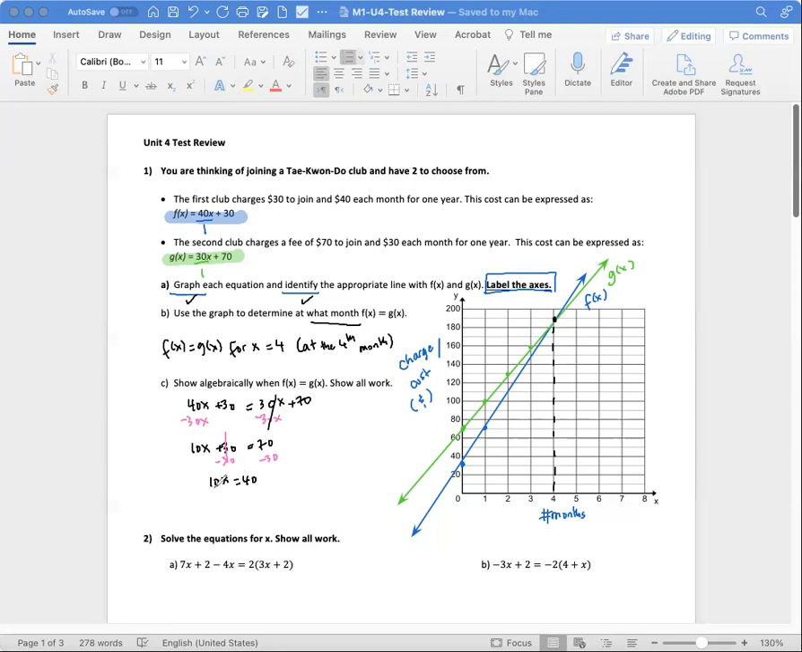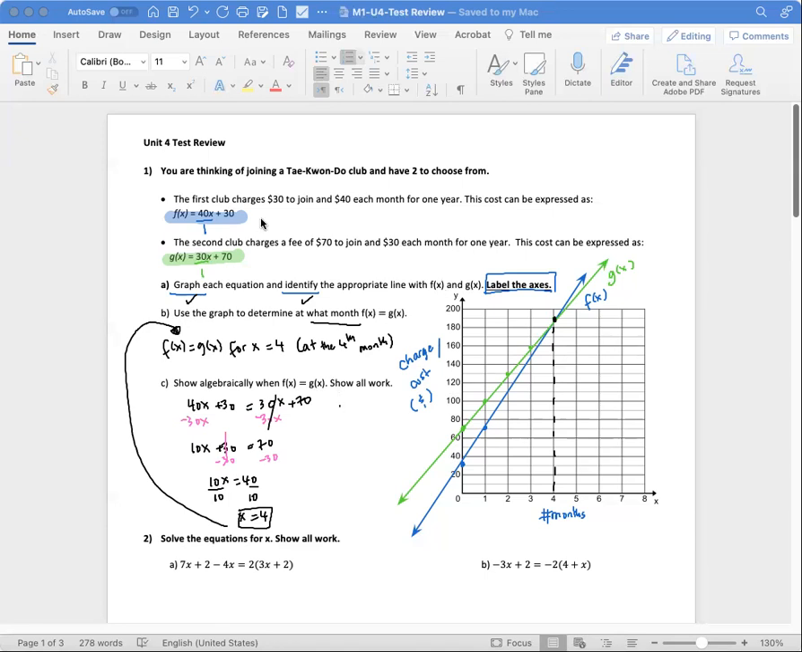And then the last step is when we divide both sides by 10, we get x equal to 4, which confirms the result from this part graphically. Okay, so this is algebraically what we just did, and it confirms the graphical solution. Okay, that's number one. Number two is to solve the equations for x, show all work.